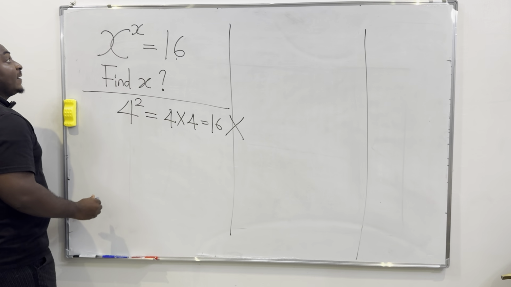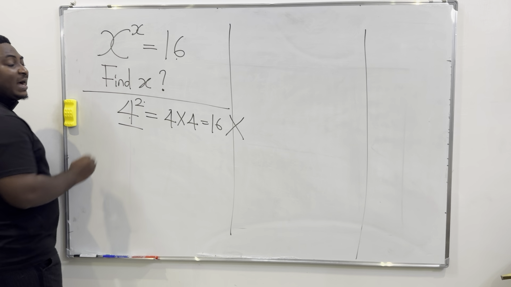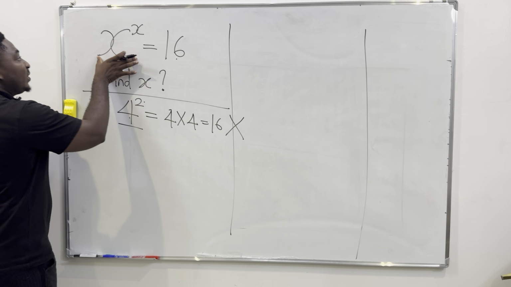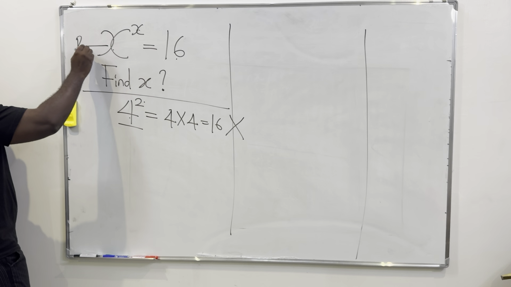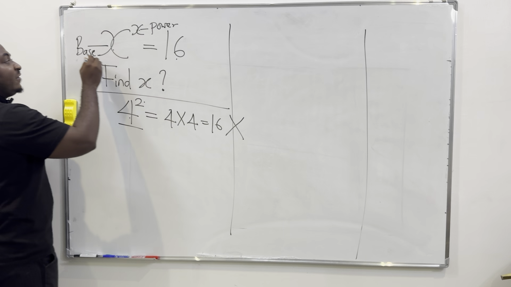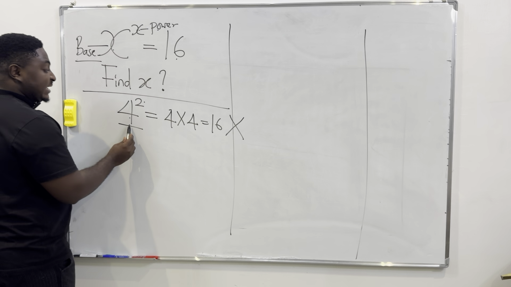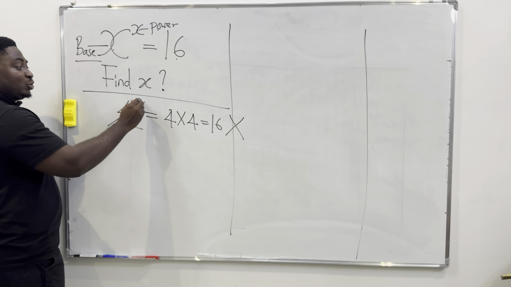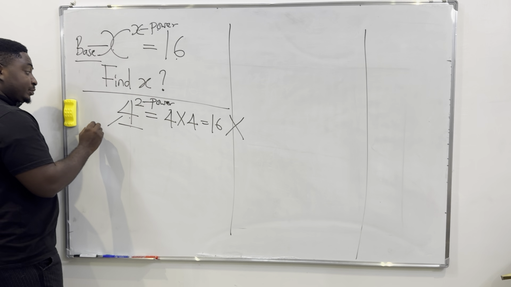Why is this not correct? Because in 4 squared, the base and the power are not the same. In this question, x raised to the power of x, x is the base, and x is also the power. Meaning that whatever is the base must also be the same number as the power. But 4 squared means that 4 is the base, 2 is the power. Which makes this wrong.